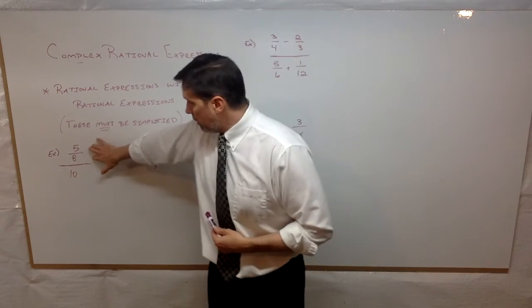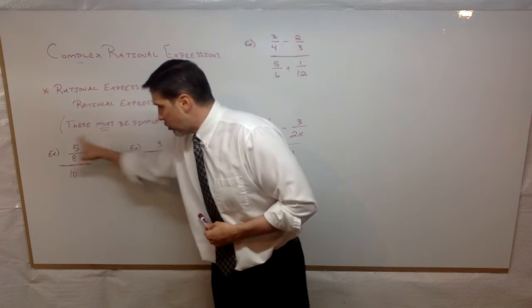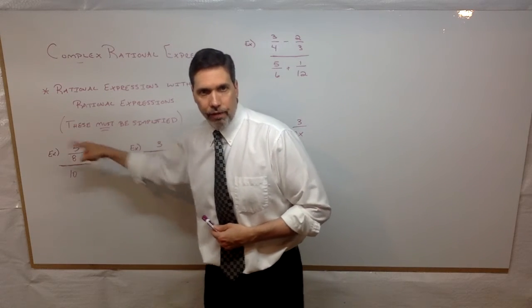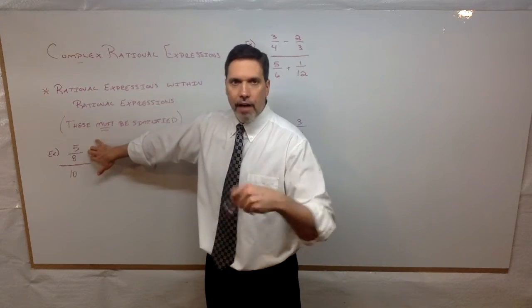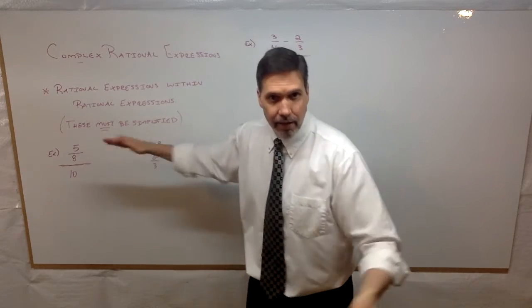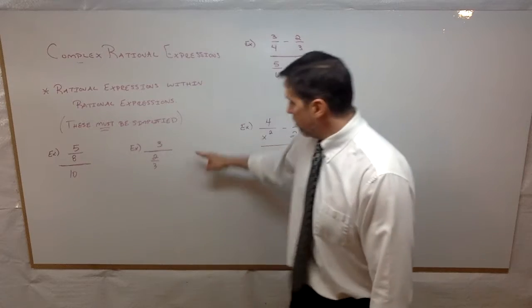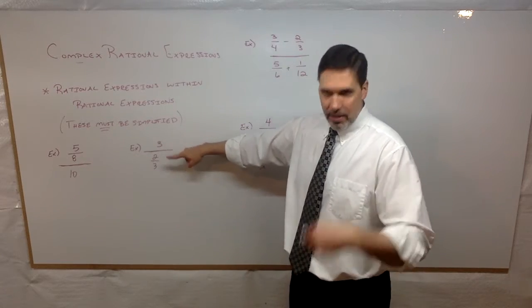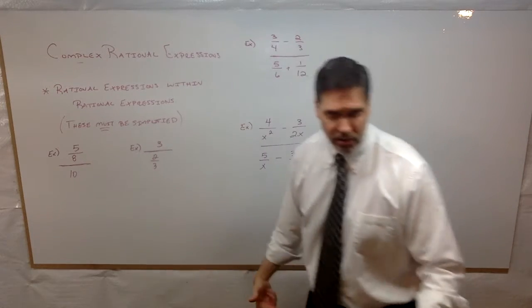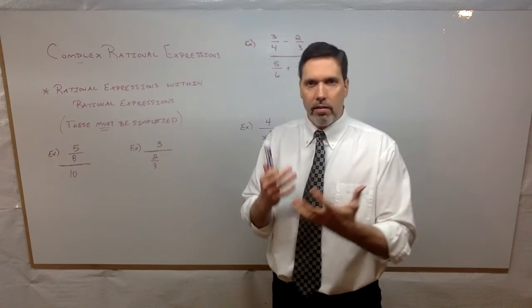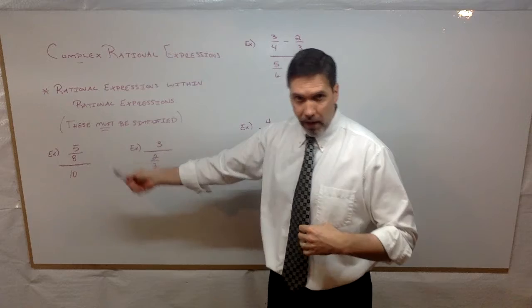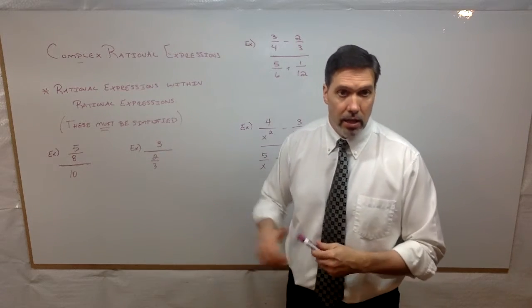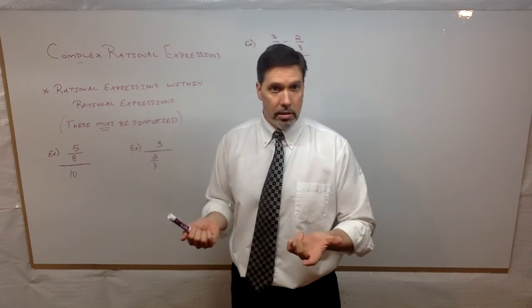I mean, think about this. This is a fraction. The whole thing is a fraction, and there's a fraction inside of that fraction. So this would be read as 5/8 tenths. This one would be read as 3 2/3. It's very complicated to wrap our heads around that. So we never leave a fraction within a fraction. That's the idea. Now these two problems are pretty easily dealt with.